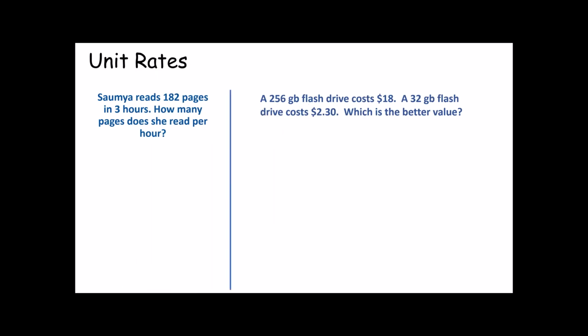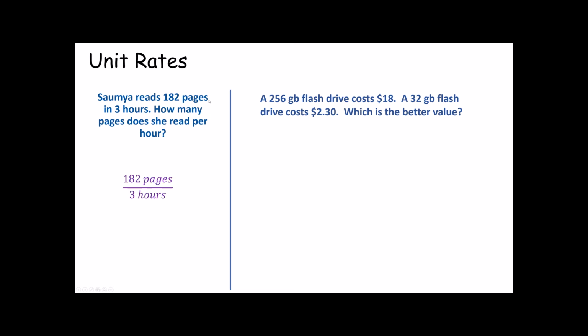We're going to look at unit rates for just a moment. Notice I have a problem given. It says Samya reads 182 pages in 3 hours. How many pages does she read per hour? A rate is a comparison between two different items. In this case, we're comparing pages and hours. Pages and hours, those are our two different items, and we're going to compare those using division.